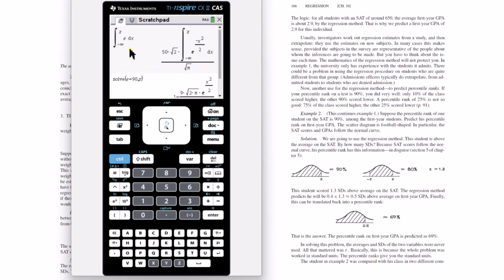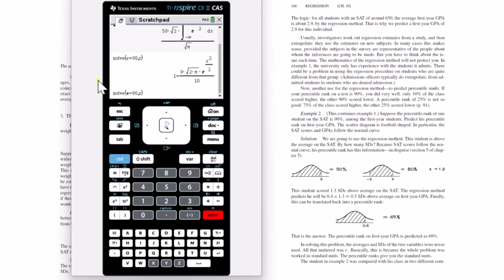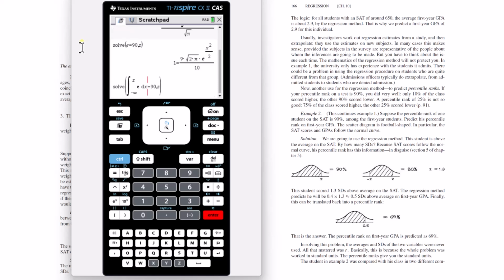Okay, wait, no, I need to solve this is equal to 90 for z. There we go. So 1.28. Okay, and so they used the table, got 1.3, but this is more accurate and easier. You don't have to always look up a table. You just put this in your calculator. So this student was 1.28 standard deviations above average in terms of the SAT score coming out of high school.